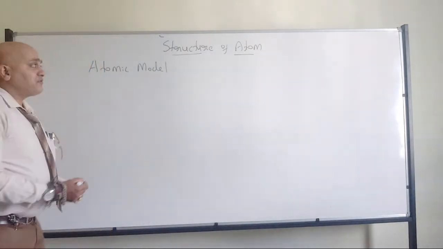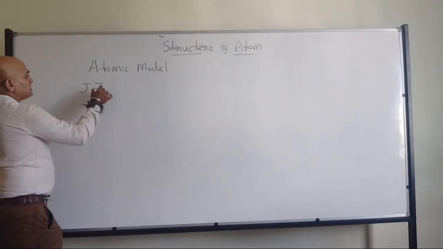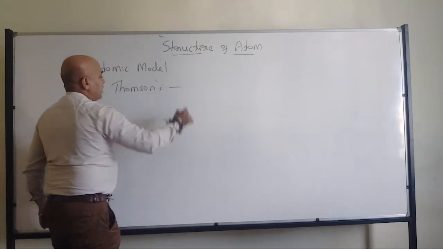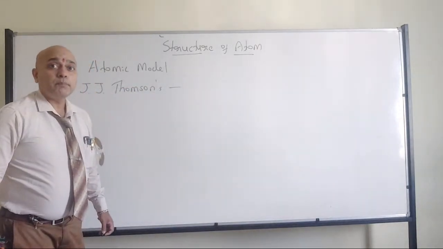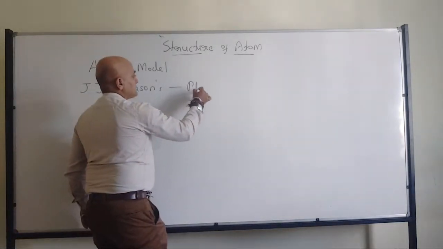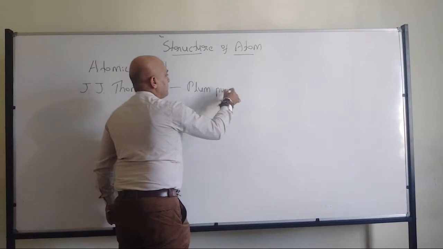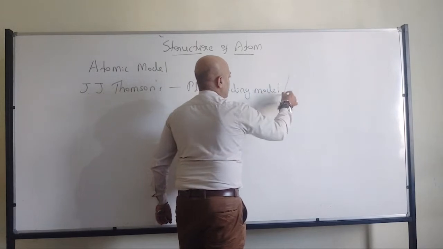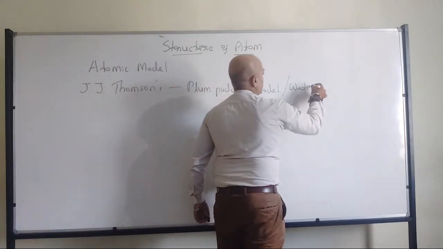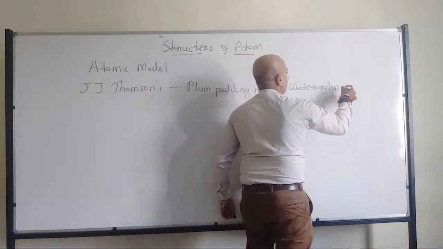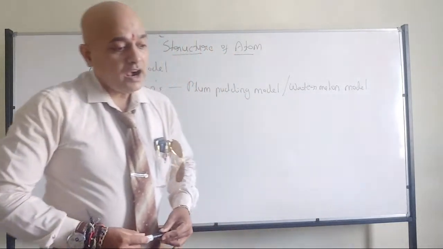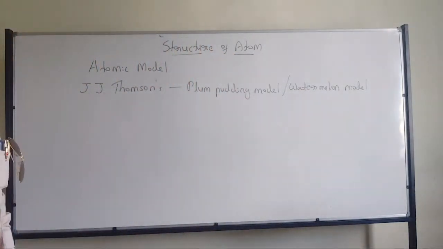In that, the first one is J.J. Thomson's atomic model, which is also called the plum pudding model. Or we can call it the watermelon atomic model. Plum pudding or watermelon atomic model, or J.J. Thomson's atomic model, all are one and the same.